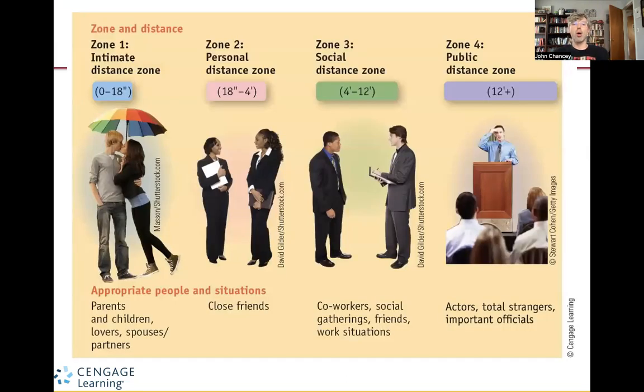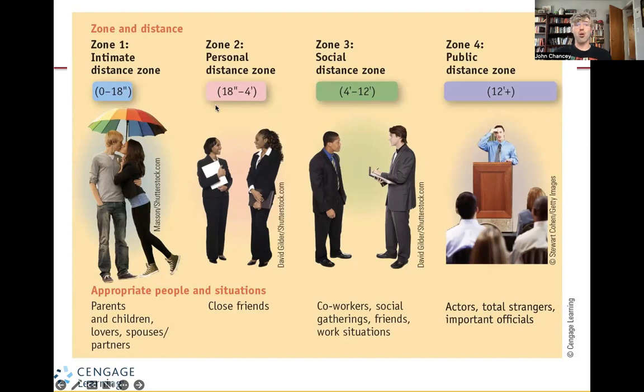So here is what people who study proxemics have identified. There are four zones, and it ultimately is a reflection of relationships and situations. Zone 1 is considered the intimate distance zone. It's pretty close, about a foot and a half at most, and this is where you're most likely to expect parents, children, spouses, partners, people like that.